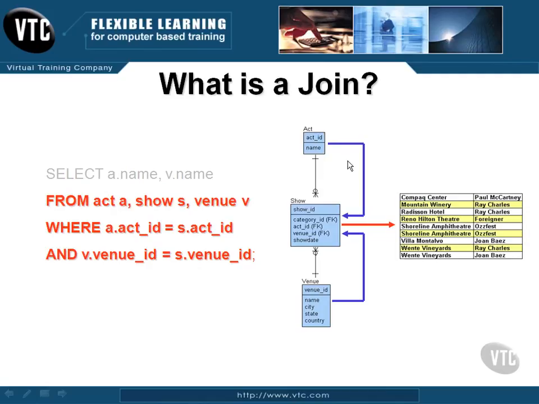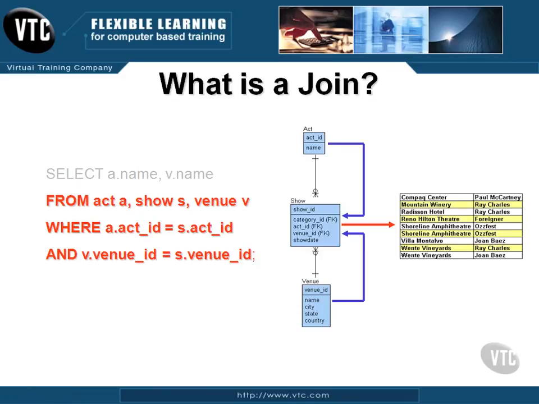What we're actually doing here is a subset of the data model used in these courses. I'm joining the act table, the show table, and the venue table, getting the name of the act and the name of the venue, and pushing them out as a report. We're joining based on the key values between the act and show table, the act ID, and the key values between the venue and the show table as well, the venue ID.